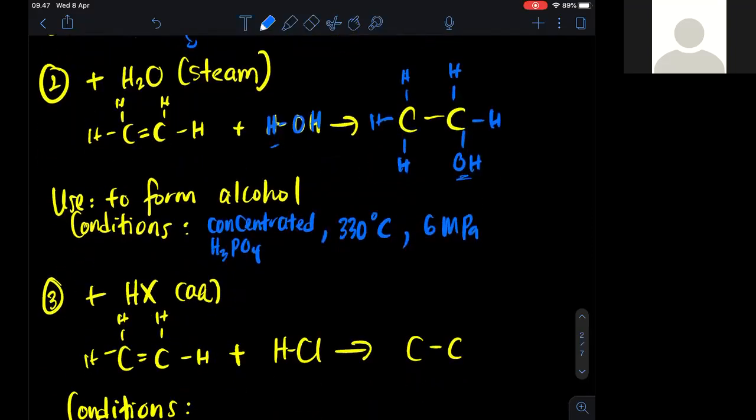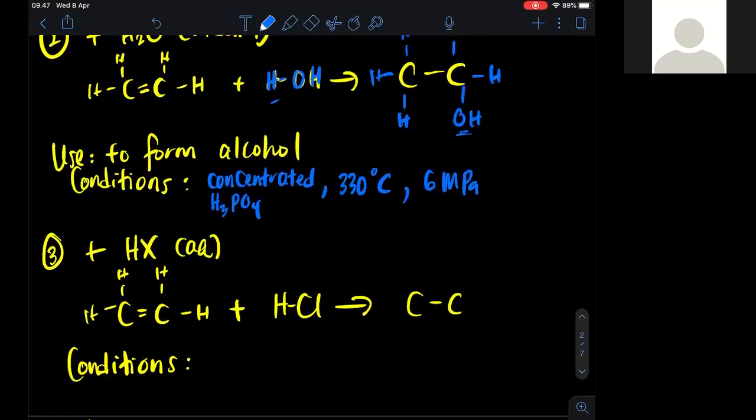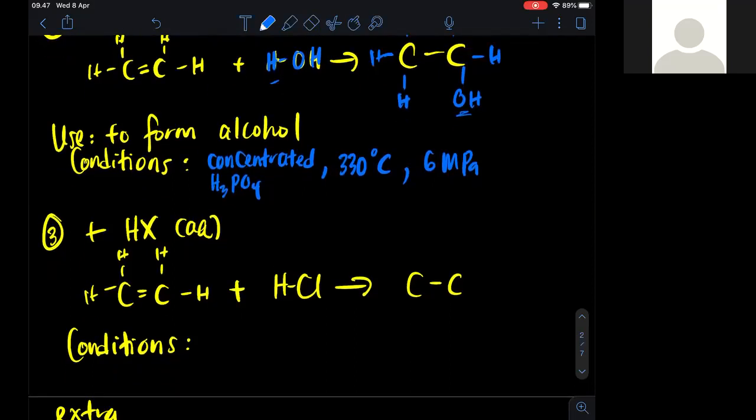Now we will go for the third part, which is going to be reaction with HX. It is going to be in aqueous form. So you will have the H and H, similar to just now. But now one of the H will come here, Cl will come over here. So from alkenes, you are going to get a halogenoalkane.